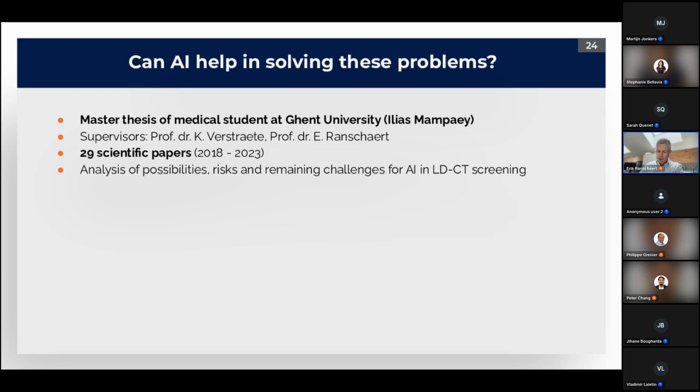I will show you some results from a master thesis that has been done by one of my medical students in Ghent, and I'm quite happy that medical students already start treating this kind of subject in their thesis. In this review, several algorithms to detect or classify pulmonary nodules have been analyzed in terms of their efficiency and accuracy. It was a mix of commercial and non-commercial models. In this work, it was discussed how the AI could be implemented in the context of lung cancer screening and what the risks and the remaining challenges are.